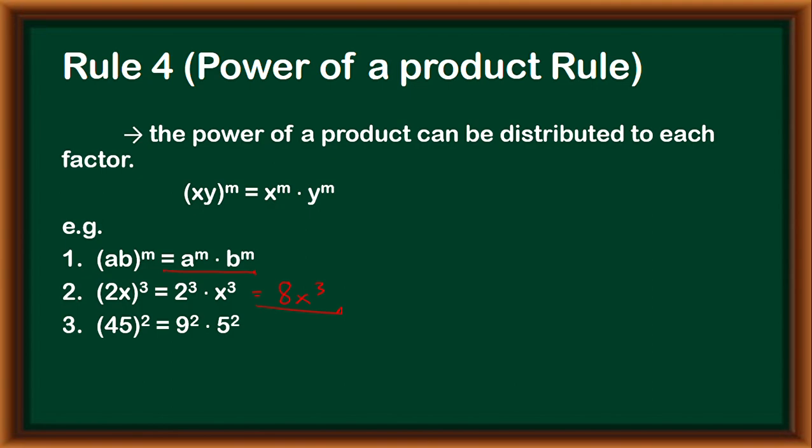Okay? So, let's solve it. In this case, 45. What are the factors of 45? Because its factors are x and y. So, 45 is 9 times 5. So, 9 times 9, because it is squared, that's 81, times 5 times 5 is 25.